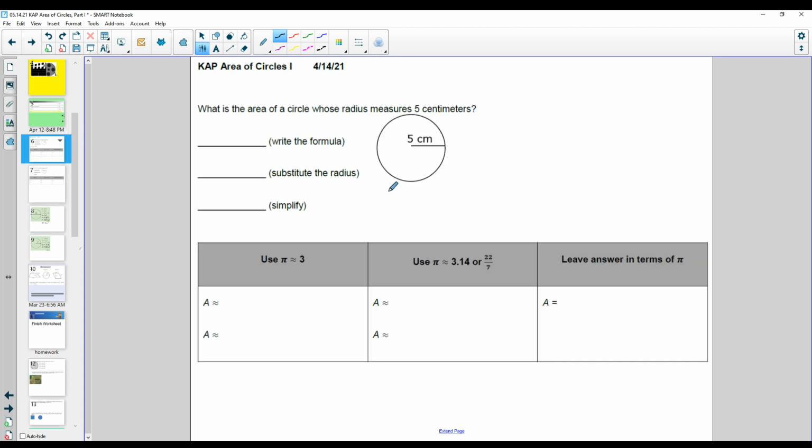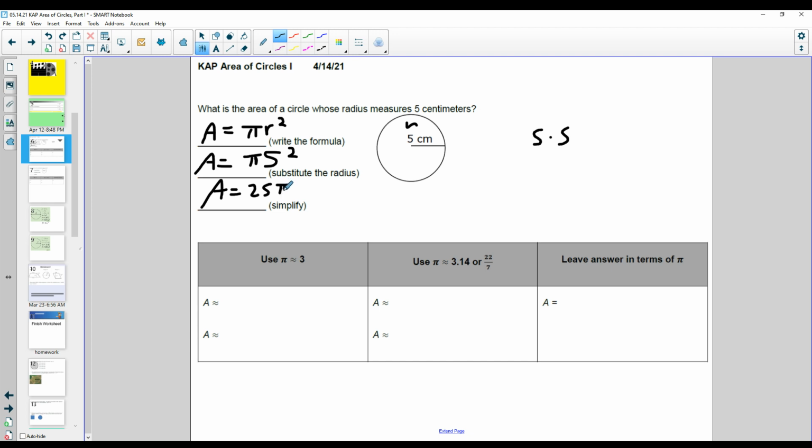So let's do some examples now. This is a circle whose radius is 5 centimeters. The formula is A equals pi r squared. Since we know this is the radius, you substitute the radius with 5. How do you say 5 squared as multiplication? 5 times 5. And what is 5 times 5?